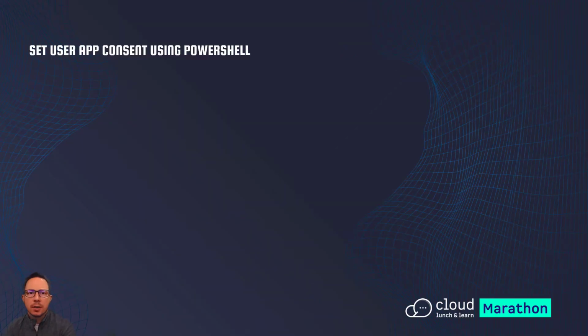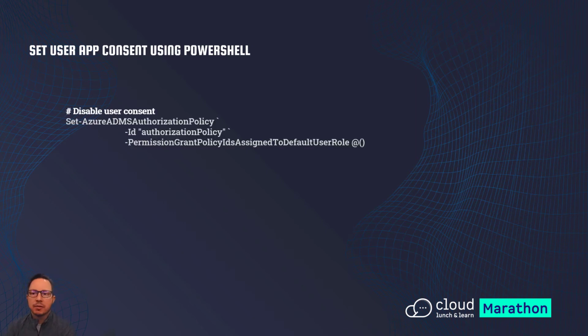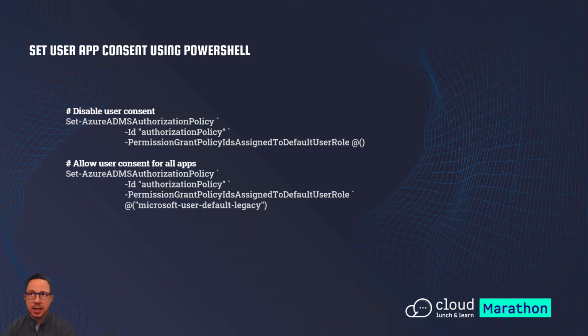Now, of course, how can we set this? Well, the first option is to use PowerShell. So first off, we can say disable user consent. Now, the way this works is we don't actually have a value that we say, oh, disabled check. What we do is we use Set-AzureADMSAuthorizationPolicy, and we basically empty the property. So you can see I've got an @() which basically is an empty array. So the opposite to that is if I wish to allow consent for all applications, in this instance, Microsoft Legacy, then I can change that and populate that.